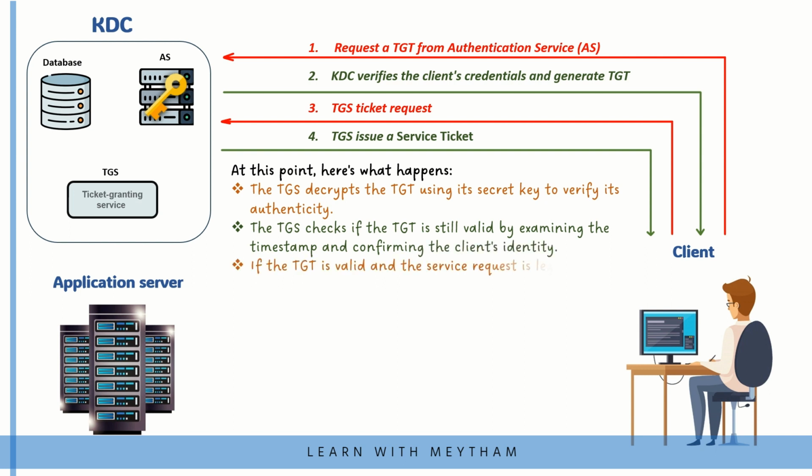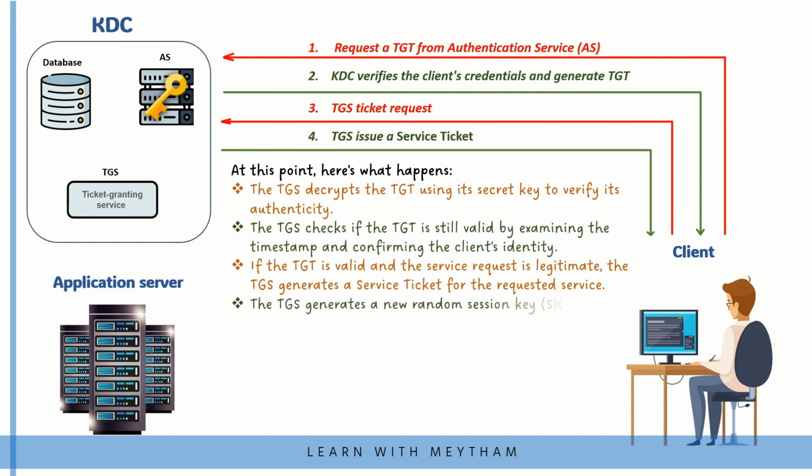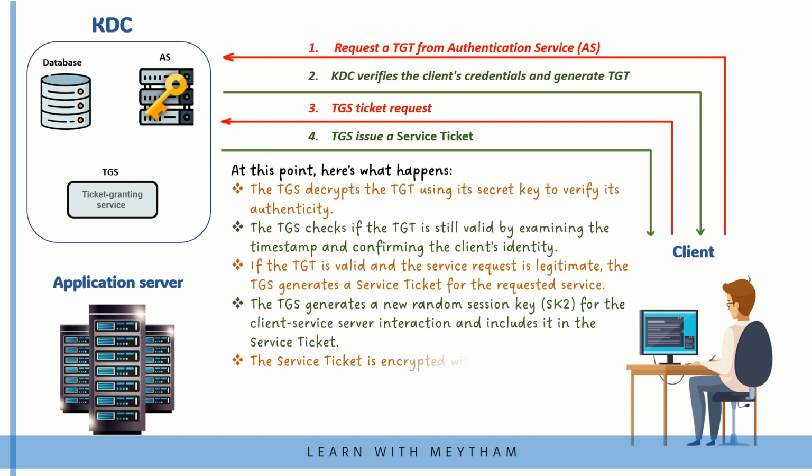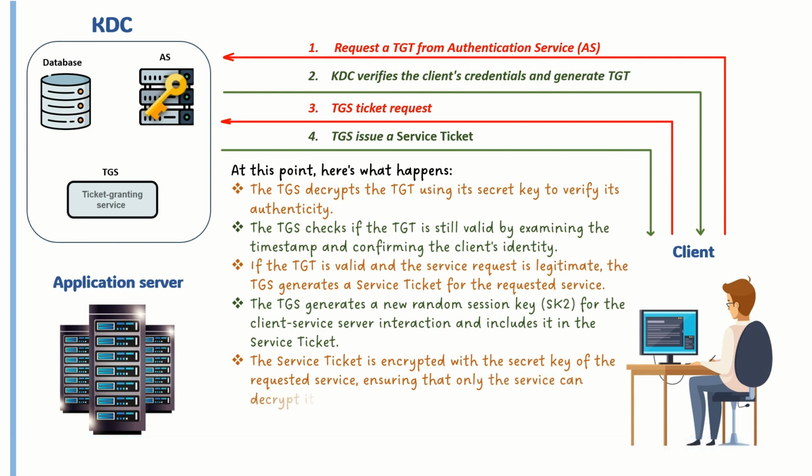If the TGT is valid and the service request is legitimate, the TGS generates a service ticket for the requested service. The TGS generates a new random session key, SK2, for the client-service server interaction and includes it in the service ticket. The service ticket is encrypted with the secret key of the requested service, ensuring that only the service can decrypt it. The service ticket also contains the client's identity, the SPN of the service, and a timestamp.